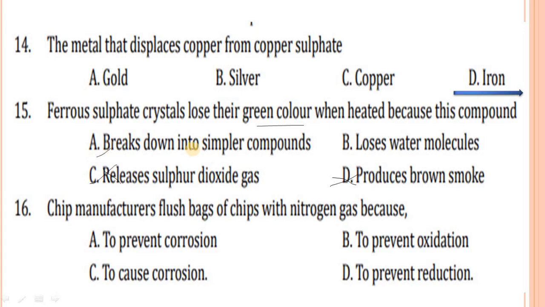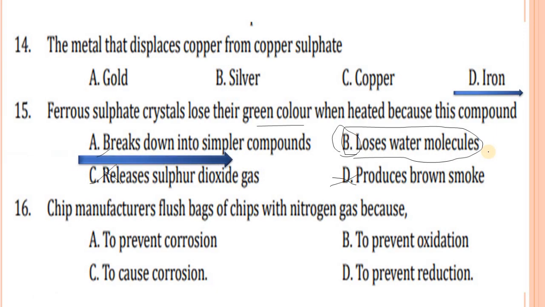If you see the A option, breaks down into simpler compounds. Yes, of course, when ferrous sulfate crystals break down, they break down into simple compounds. But that is not the exact reason for losing their green color. If you see the B option, when ferrous sulfate undergoes decomposition, it loses water molecules. When it loses the water molecules, the green color also disappears. So the reason to lose their green color is that ferrous sulfate loses water molecules. Hence, B will be the right answer here.